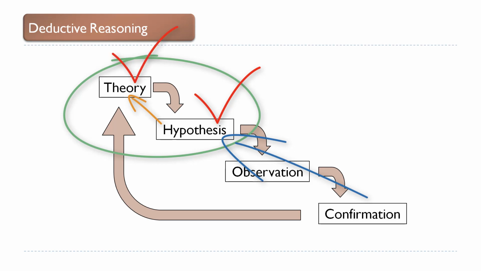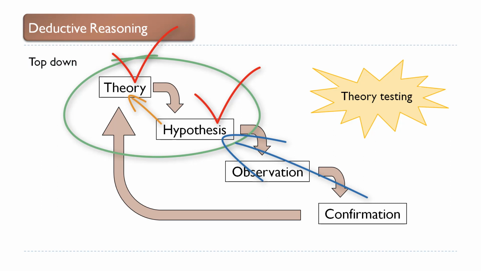Because if we confirm the hypothesis and the hypothesis came from the theory, then that means that there's evidence for this theory. And this process is called theory testing, because the theory already exists and we're using a hypothesis to test whether there's further evidence for it. And that's also why we say it's top down, because we're starting with the top, which is the theory, and then working our way down to then test that theory.